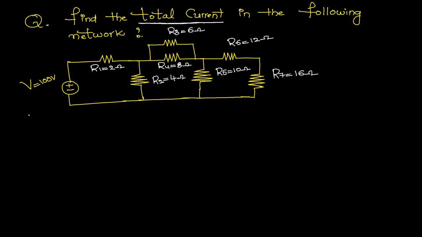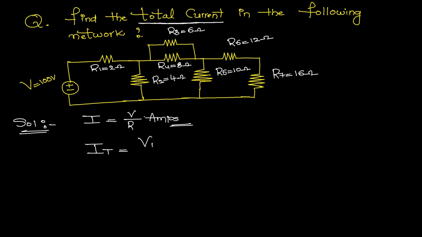What is the formula we are using to calculate the value of current? The formula is I is equal to V divided by R. We can directly use this formula to find the value of current. Here he is asking for total current. Assuming IT is the total current, IT is equal to VT divided by RT, where VT represents the total voltage.